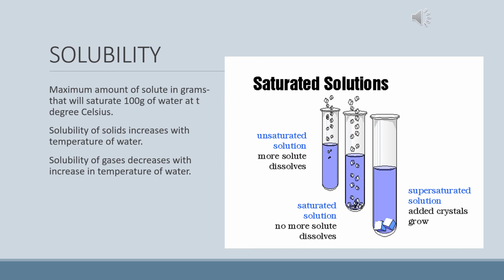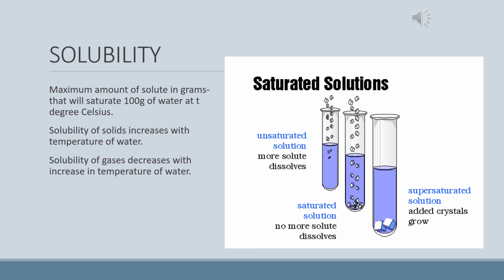So what is solubility? Solubility is the maximum amount of solute in grams that will saturate 100 grams of water at T degrees Celsius. So it is the maximum amount of solute that can saturate 100 grams of water at a particular temperature. That temperature can be any temperature. On the basis of temperature, the solubility will be different.